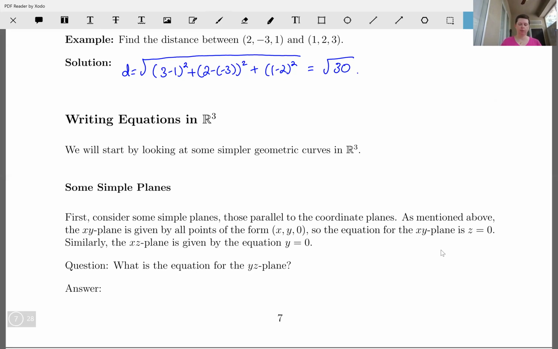Okay, so what is the answer? If you came up with x is equal to 0, then you are absolutely correct. That is literally the answer.